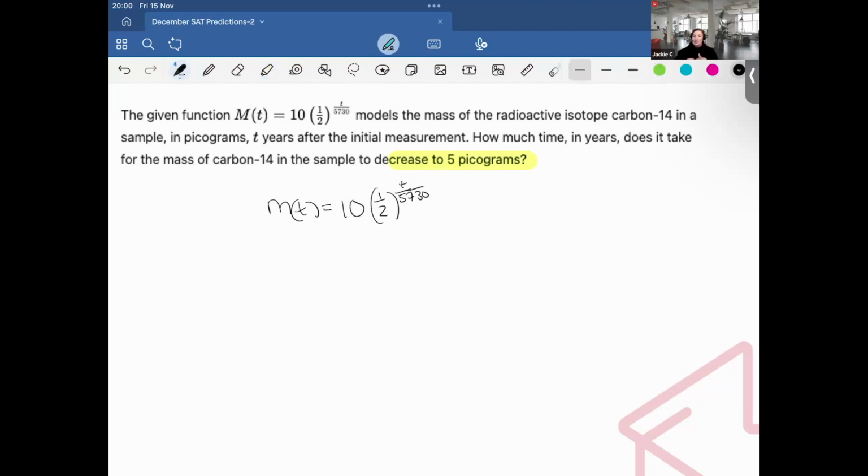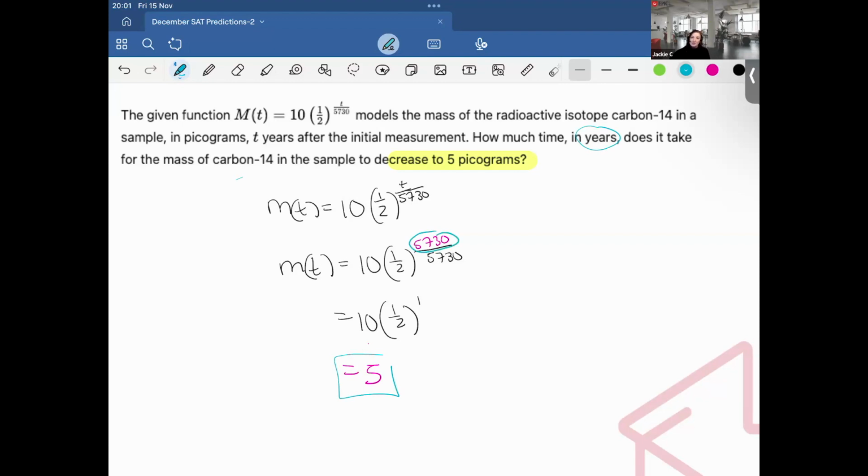Okay, so if it's going to decrease to 5 picograms, when would that happen? It's pretty similar to the previous problem. All I would have to do is put in 5730 for t, because in doing so, this would become 10 times 1/2 raised to the 1, and then 10 times 1/2 is equal to 5. So how many years does it take for it to decrease to 5 picograms? It's 5,730. So amazing, right?